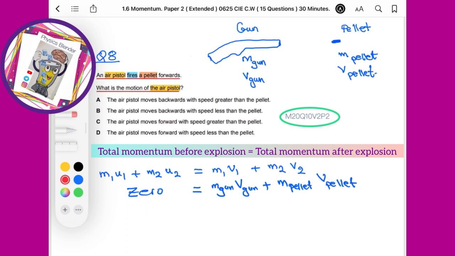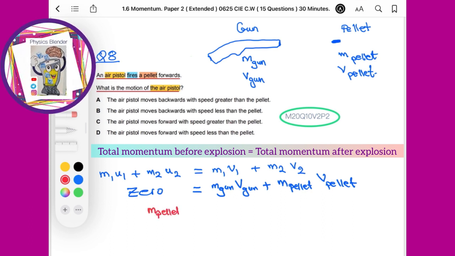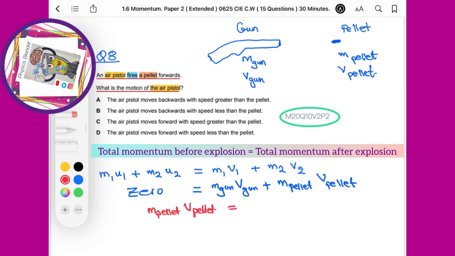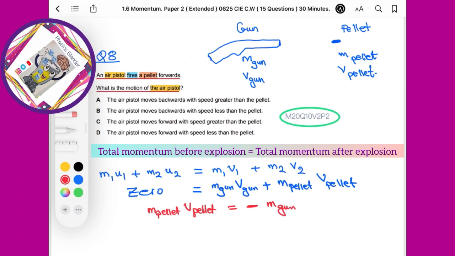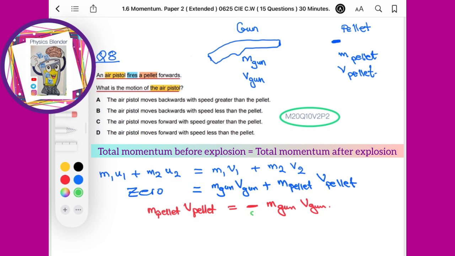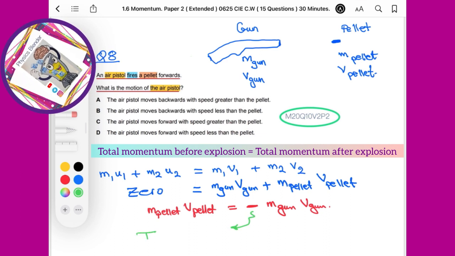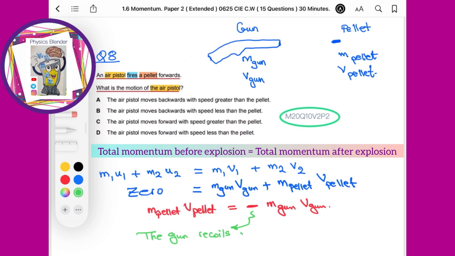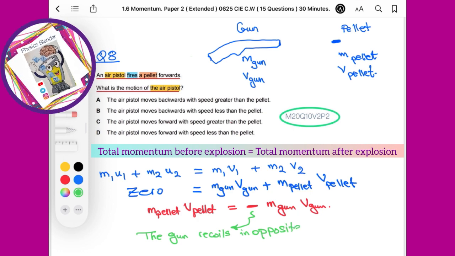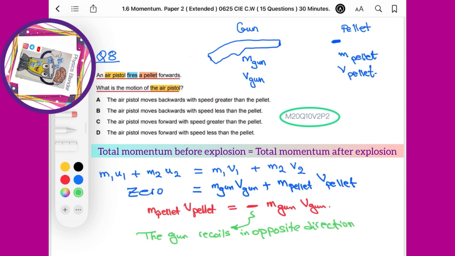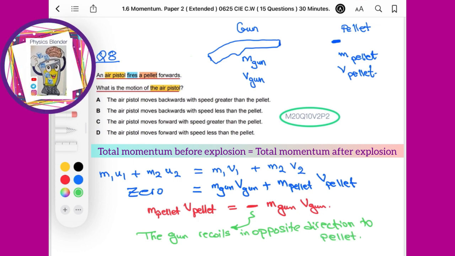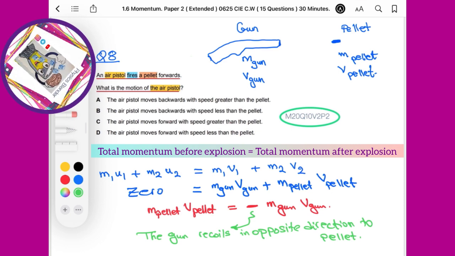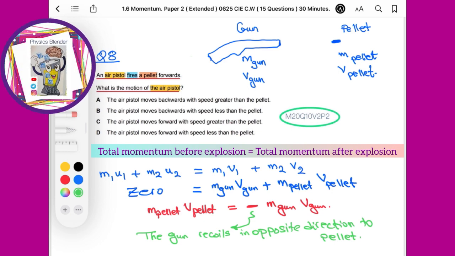If you rearrange, you will find that mass of pellet times velocity of pellet is equal to negative mass of the gun times velocity of the gun. This negative sign indicates that the gun recoils, or moves backwards in the opposite direction to the pellet. Here we are using our mathematical skills to rewrite the principle of conservation of momentum, so we have this conclusion. But we can also explain this according to Newton's third law of motion.